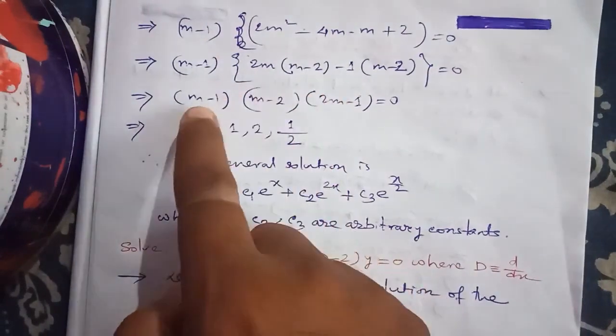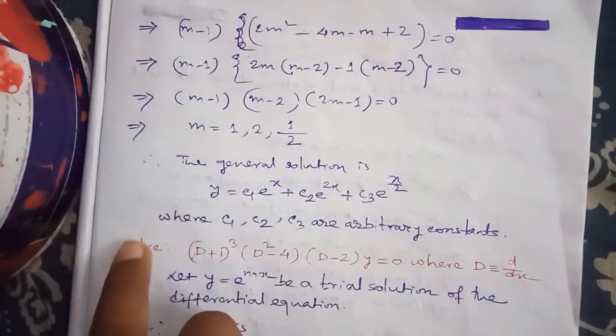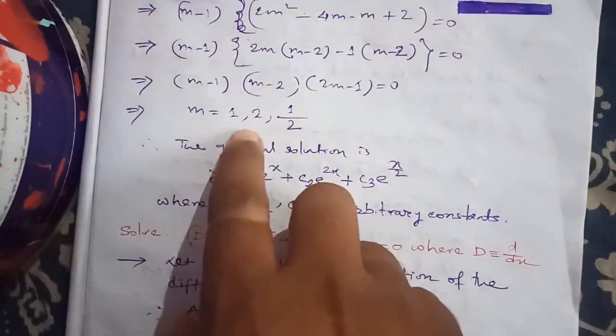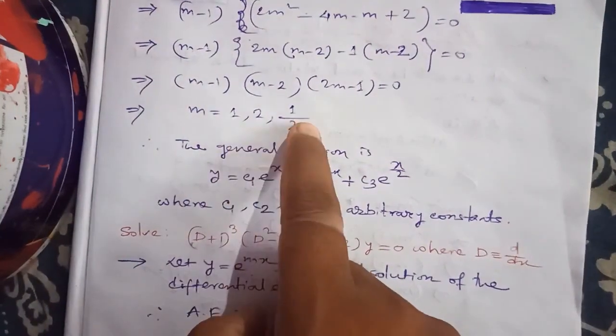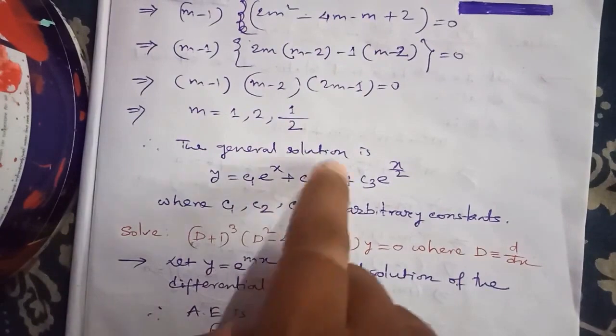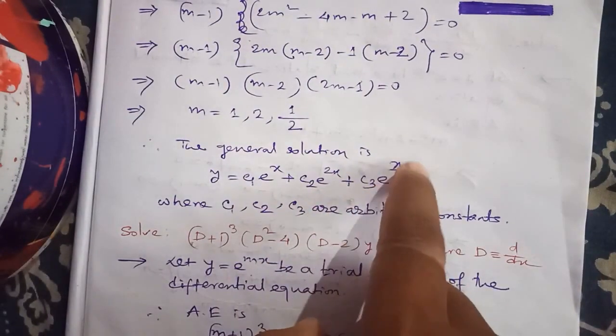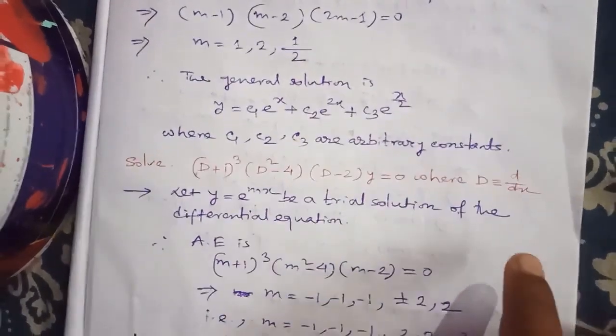So (m − 1)(m − 2)(2m − 1) = 0. What are the values of m coming out? The values of m are 1, 2, 1/2. So what will be the general solution? Here all three are distinct. y = c1 e^x + c2 e^(2x) + c3 e^(x/2), where c1, c2, c3 are arbitrary constants.